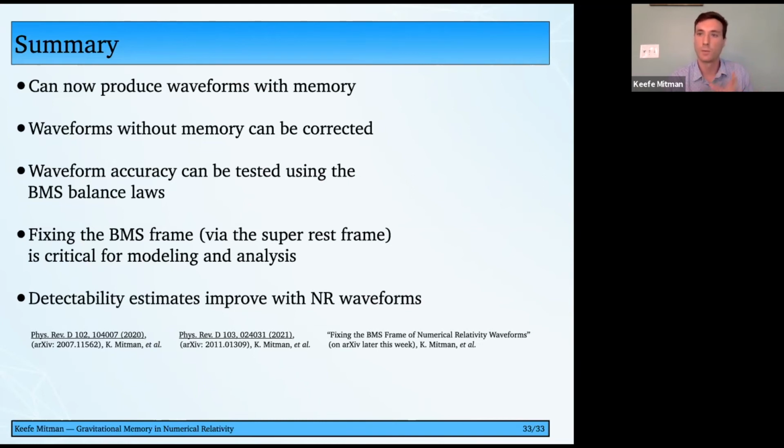Again, to fix the BMS frame, we're going to need an understanding of what the PN expectation should be, or we can do it based on whatever the final section of the waveform looks like. But one thing I do want to note is that, just based off these preliminary results, when we look at hyperbolic black hole encounters, the memory we see from those, which is ordinary memory, is actually about 20 times larger than the memory we should see from binary black hole mergers.